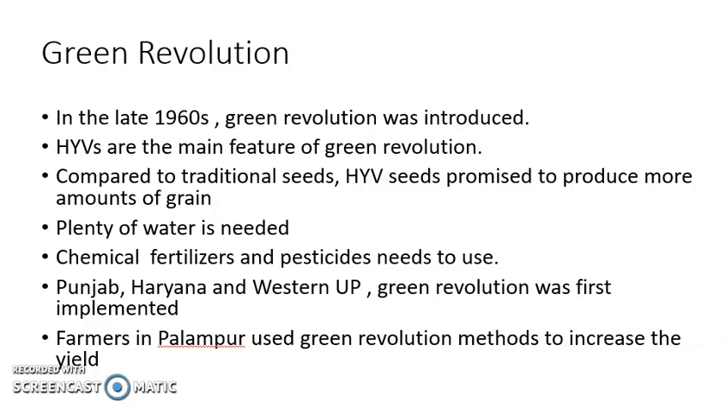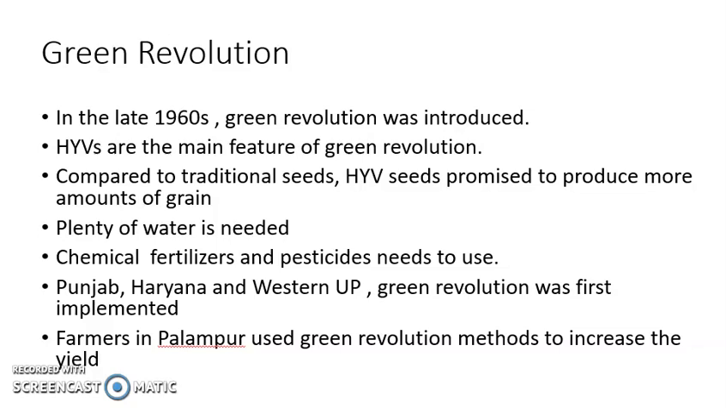If we depend upon traditional seeds, they give less harvest, a smaller amount of grains, but HYV seeds promise a larger amount of grains. But the thing is that HYV seeds need plenty of water. That is another important necessity for HYV seeds. And if we want to get more production from HYV seeds, we have to use chemical fertilizers and pesticides. Then only HYV seeds promise a better result.